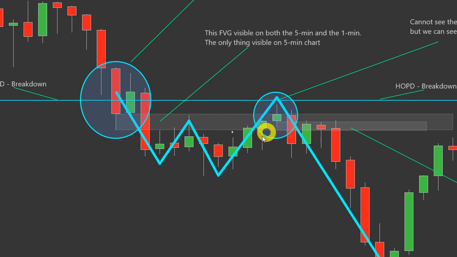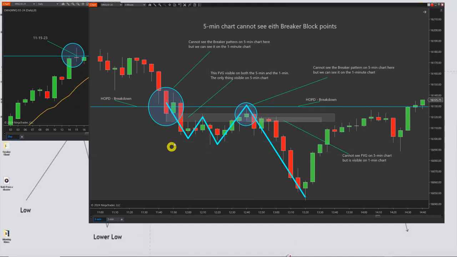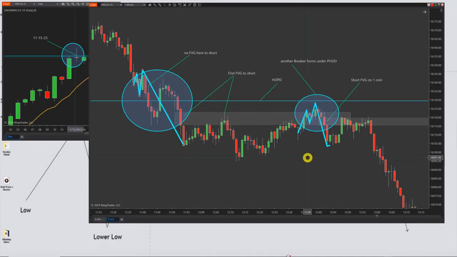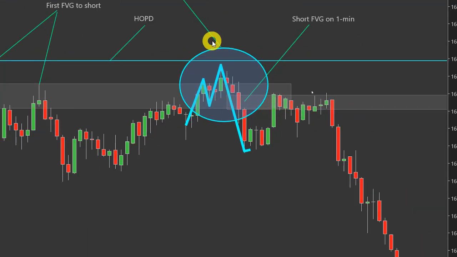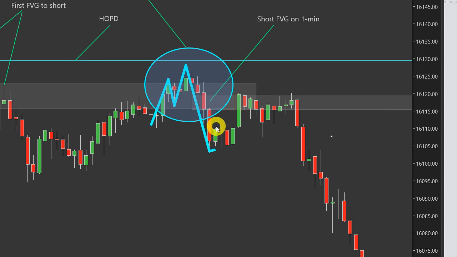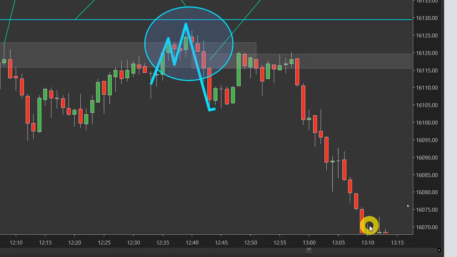When we're looking at the ICT strategy, we're looking for a breaker block. We're looking for patterns like this one right here. Now the second one's more clear. When it came up to test, you can see the breaker block a little bit better. What it does is put in a high, a low, a higher high, one last higher high, and then it breaks. And on this one, you can see the fair value gap is clearly made. Price came up to test it and sold off.